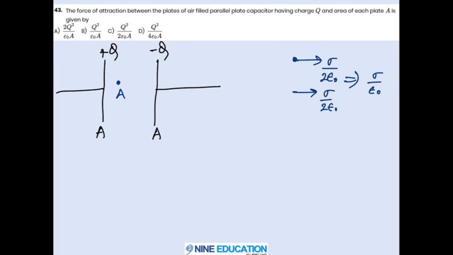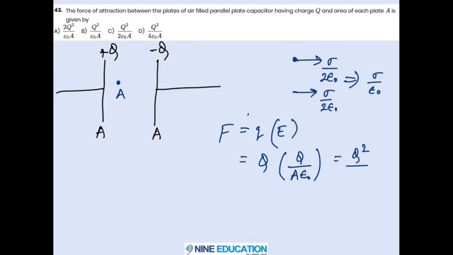Now let us take force on each plate. If I take this plate, charge of this plate is Q, and electric field between the plates is this much. Therefore, force is charge into electric field. So Q into electric field, that is sigma by epsilon naught, which is Q by A epsilon naught. So that is Q square by A epsilon naught. This is the force between the plates, option B.